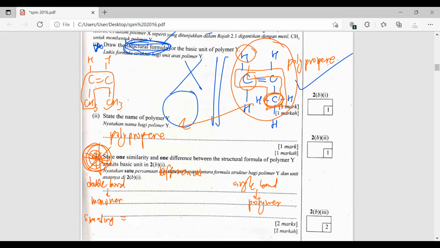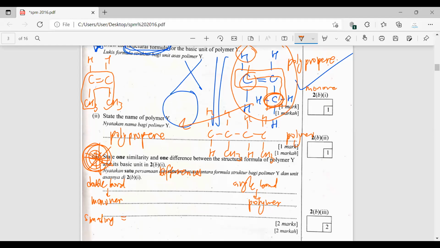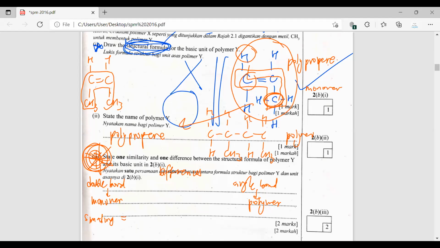If teacher draws polypropylene out, it will also be something like this. So what do both of them have in common? This is my polymer and this is my monomer. What do they have in common? If you can see very clearly, do they both contain something very similar?